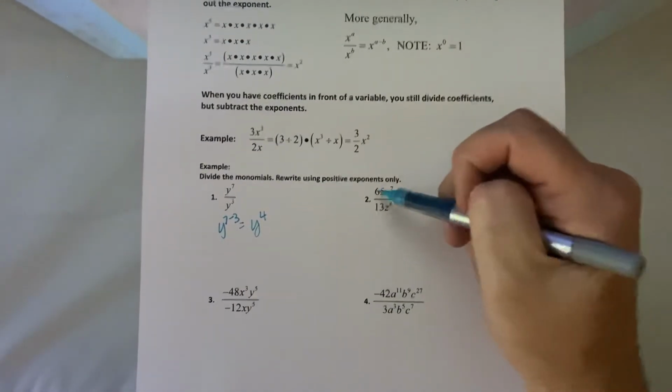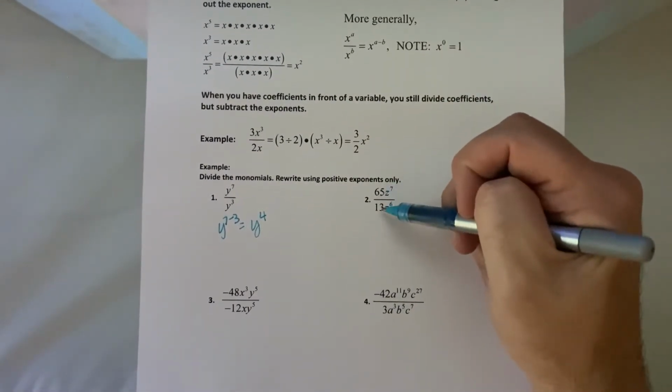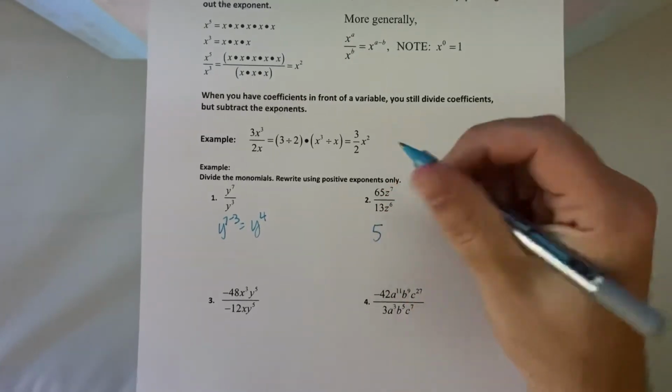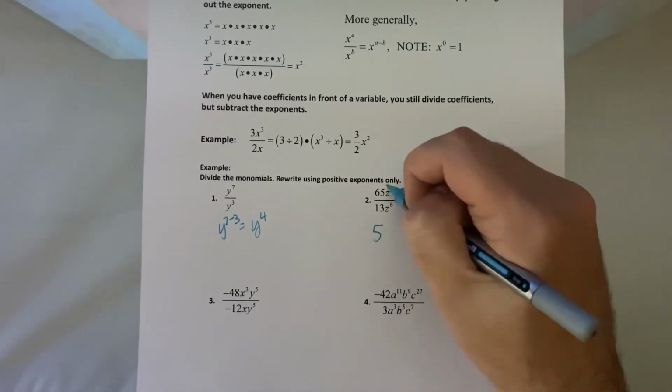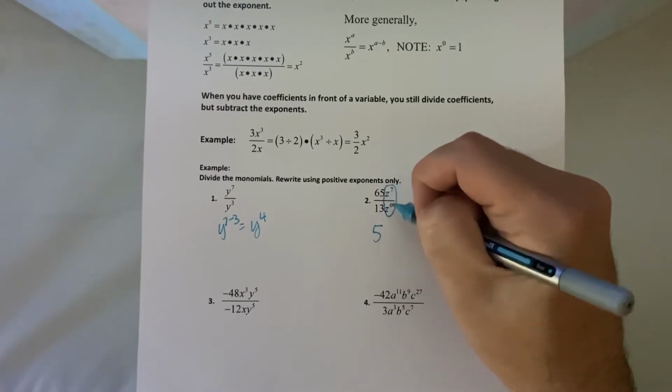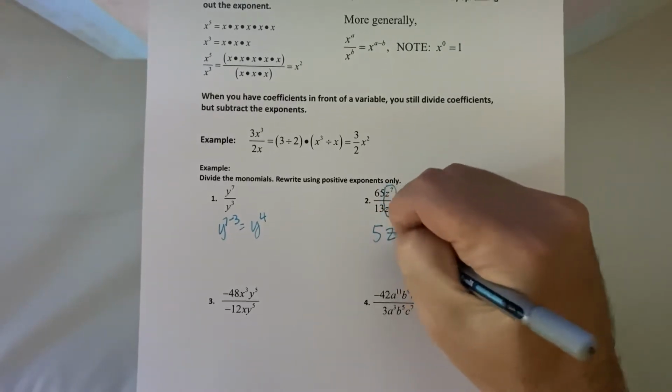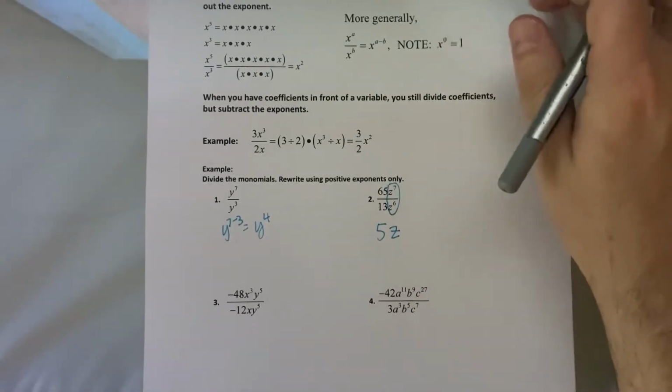Again, you divide your coefficients like normal. 65 divided by 13 is 5. Z to the 7th divided by z to the 6th. You subtract 7 minus 6 to get z. So the whole thing is 5z.